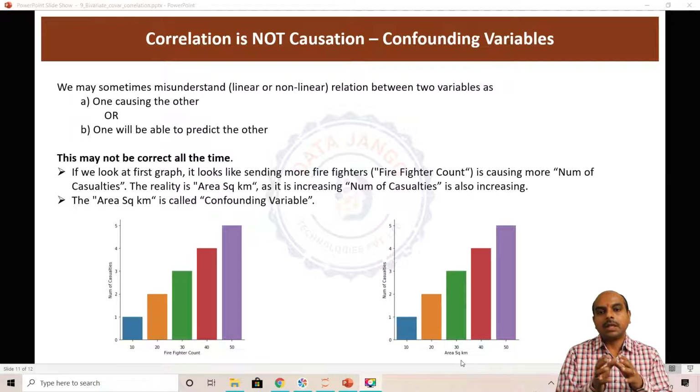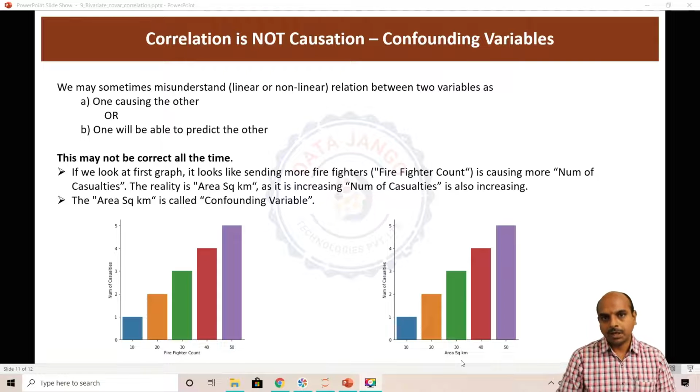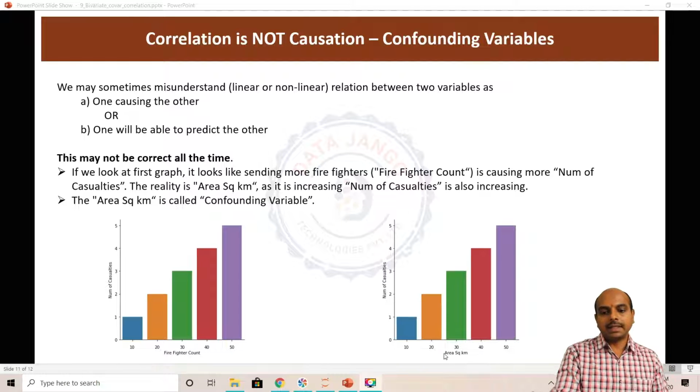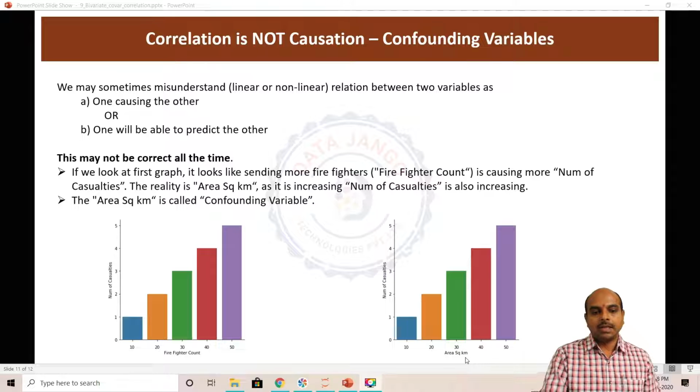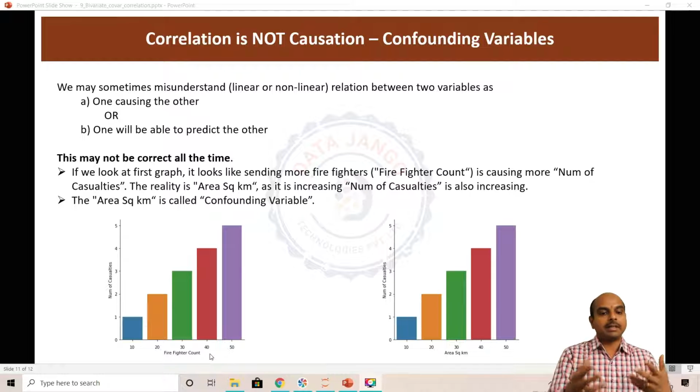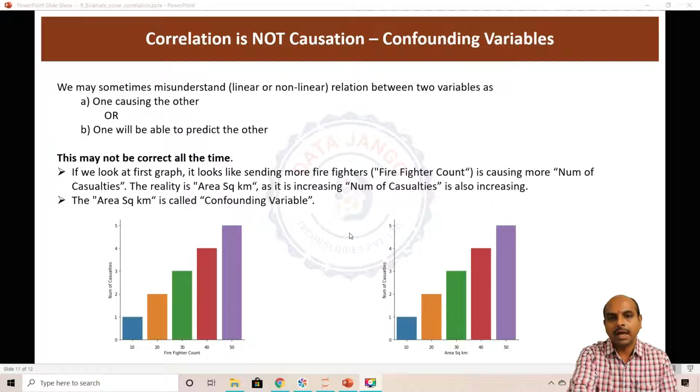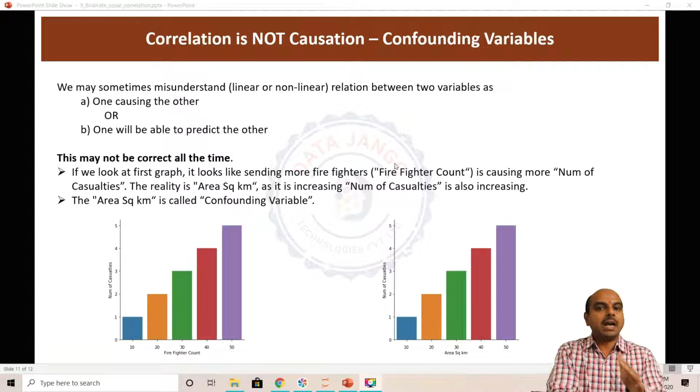So the root cause parameter or feature is called a confounding variable. When you have the business knowledge, you will understand that the area in square kilometers is the root cause, the causing parameter, which is actually making the number of casualties. If you don't have business knowledge, only statistical knowledge, then you may infer that the number of firefighters is what is causing the number of casualties. So this is called a confounding variable. The area in square kilometers is the confounding variable, and correlation is not always causation.